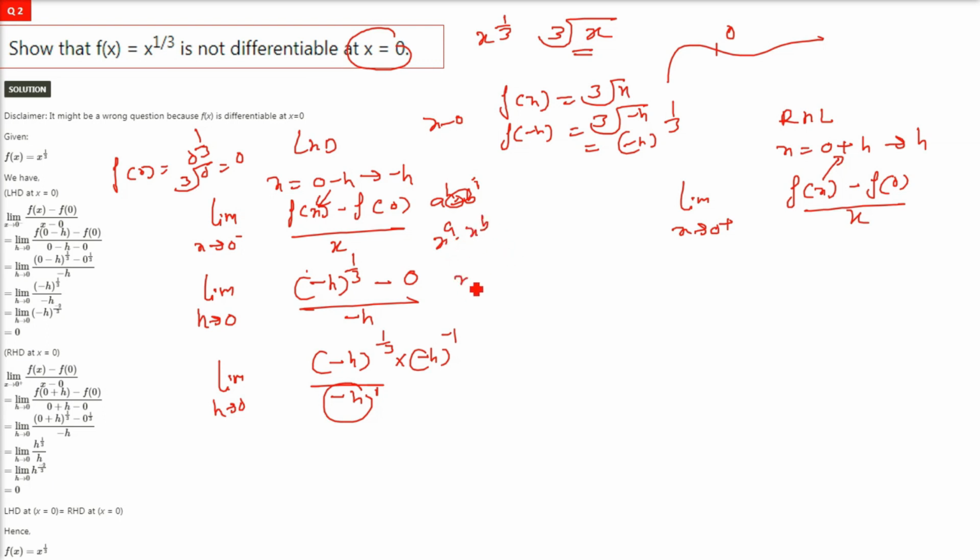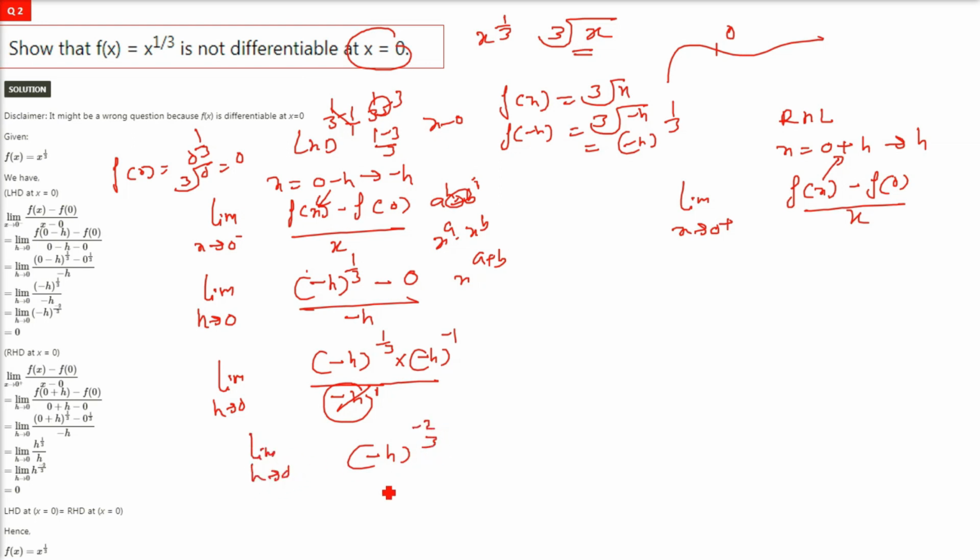x^a times x^b is x^(a+b). So 1/3 plus minus 1 is going to be negative 2/3. I hope you got the idea. The powers add if the base is the same. So 1/3 minus 1 is going to be (1 minus 3)/3, that is going to be negative 2/3. So minus h to the power minus 2/3, limit h tends to 0.